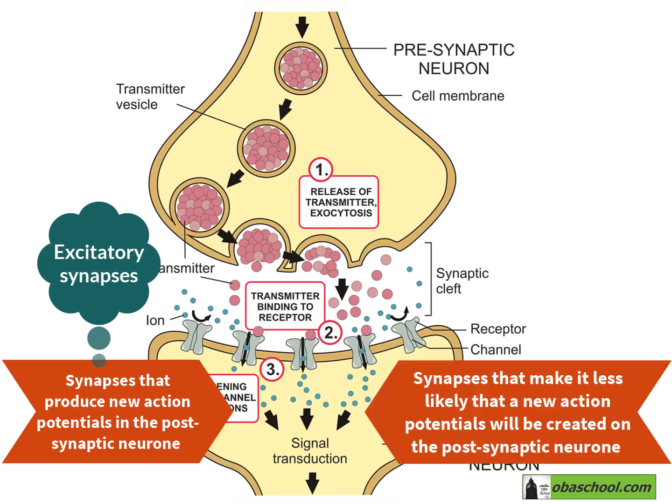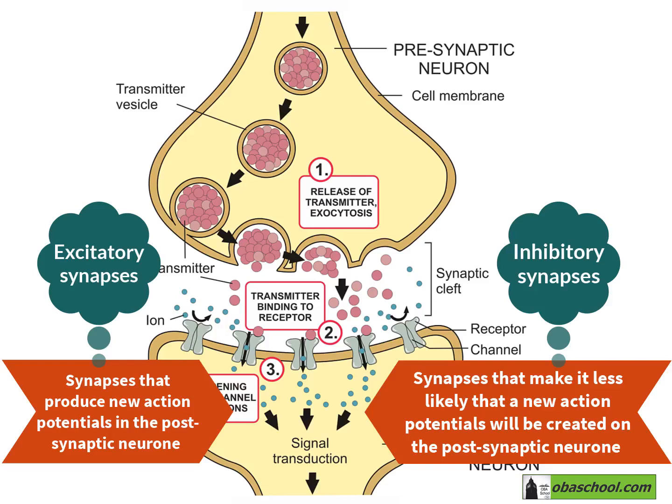However, some synapses make it less likely that a new action potential will be created on the postsynaptic neuron. These are called inhibitory synapses.